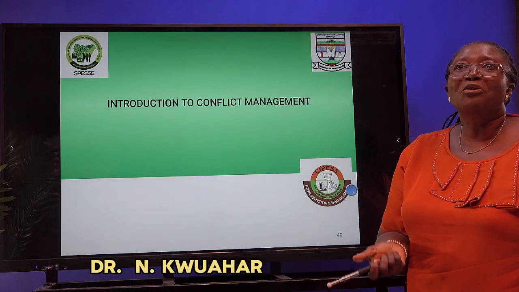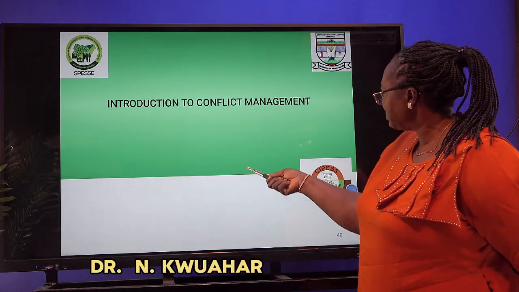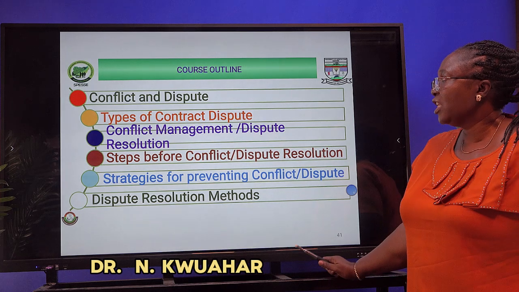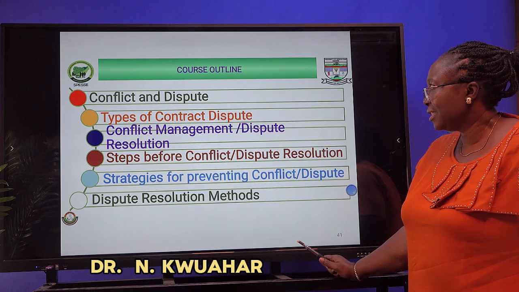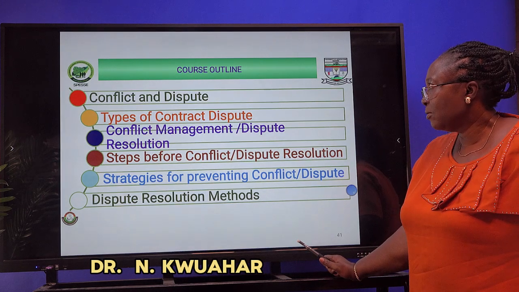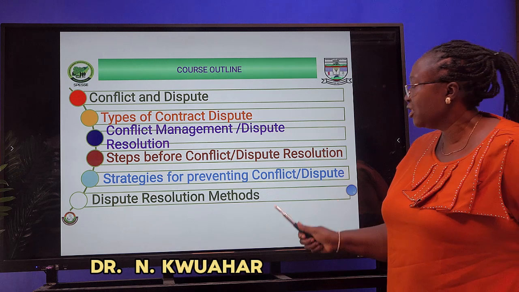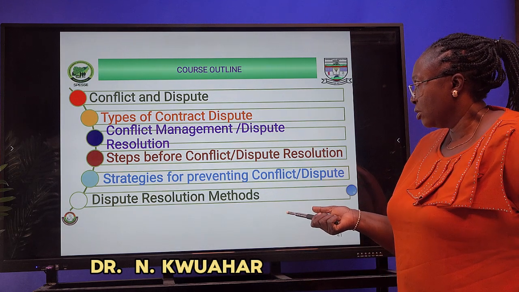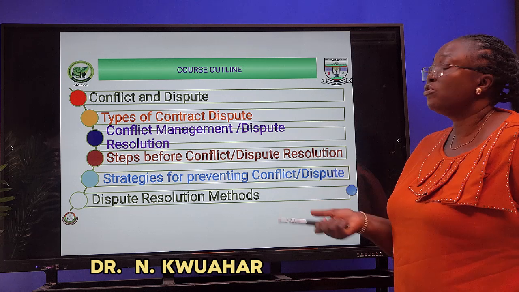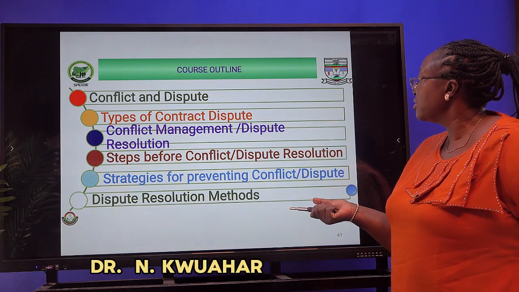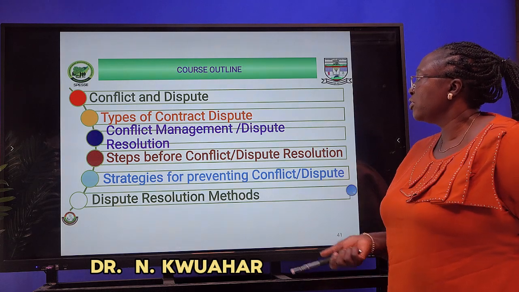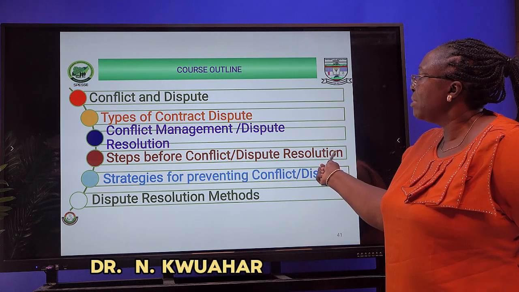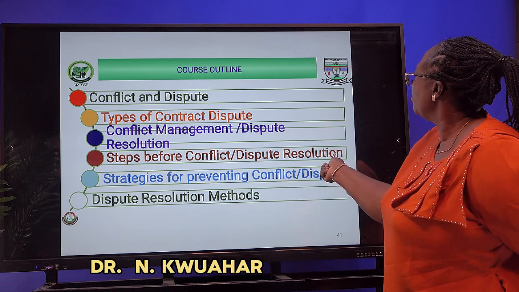And looking at the issue of conflict management, you should be able to appreciate what conflict and dispute is, the types of conflicts and how to manage them, the types of contract disputes, conflict management, dispute resolution, steps before conflict or dispute resolution, the strategies for preventing conflict and disputes, and then the methods that are used for dispute resolution.